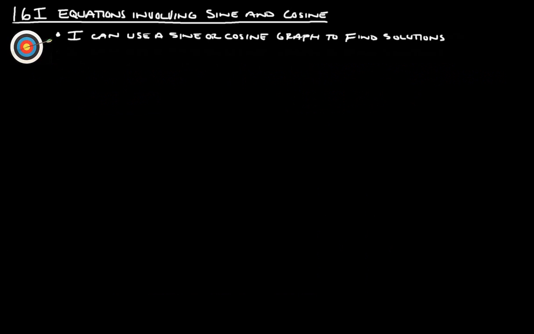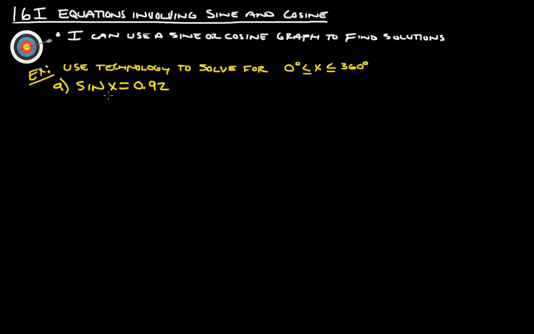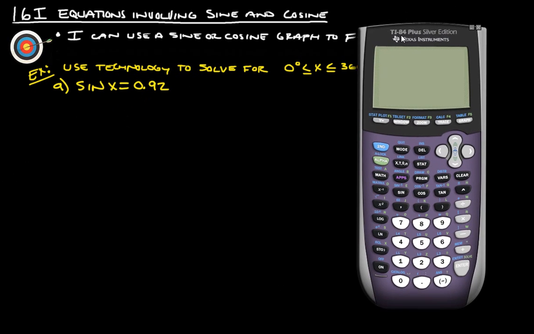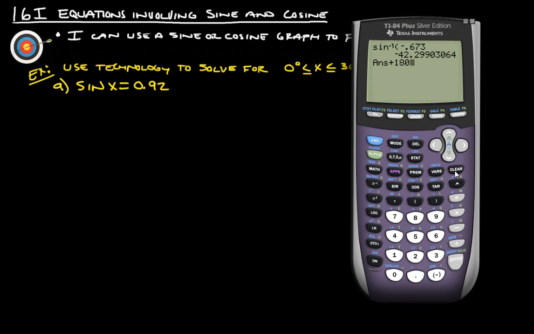All right. Now, this here, use technology to solve for between 0 and 360 for these ones here. So sine of x equals 0.92. Okay, so there's a couple different ways to do this. You can do it on the graphing calculator, which is just fine. So we'll do this, clear it out. We want y equals. So we're going to do y equals sine of x for one graph, and then the next graph we're going to put in just the line of 0.92.